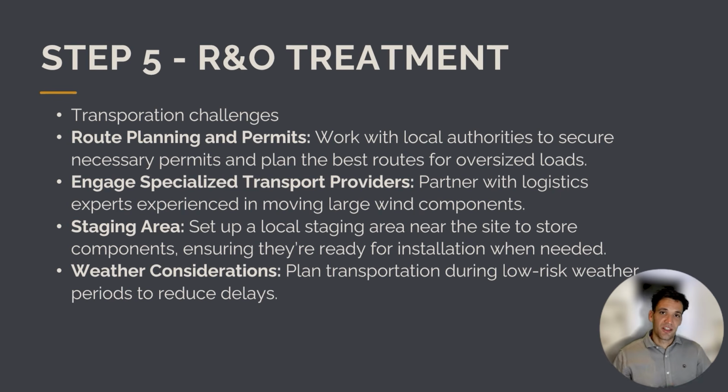Okay, so for the transportation challenges, what are we going to do about it? Okay, so we need to get route planning and permit approvals. So we create this as a project task and we allocate that responsibility to someone. We should engage a specialist transport provider. We want to engage a company that has done this exact type of work before and can coach us through the entire process. We want to set up a local staging area to make the trip as easy as possible. We want to consider weather when we're doing this. So all of these possible risk responses are our risk and opportunity treatments. We need to treat them as project tasks. We need to make them the responsibility of somebody to implement.